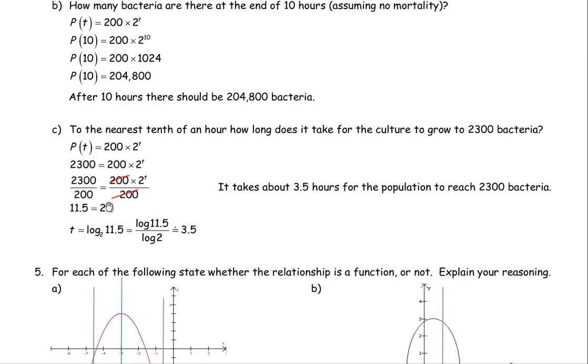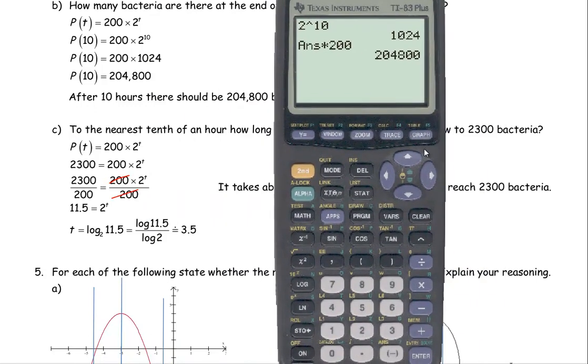And so to solve for time, you could do the same thing we did in a previous question, one of two ways. I rewrote it in the equivalent log form. So the exponent would equal the log of 11.5 and the base of the logarithm is 2. So basically it's the log of 11.5 divided by log of 2, which gives you 3.5. And you could just type that in your calculator like this.